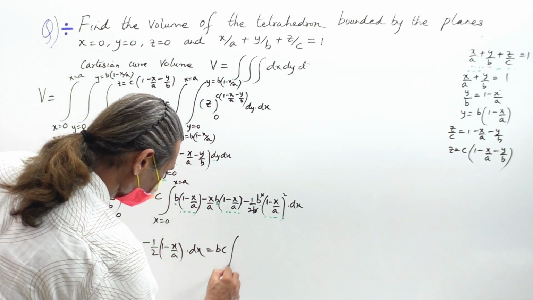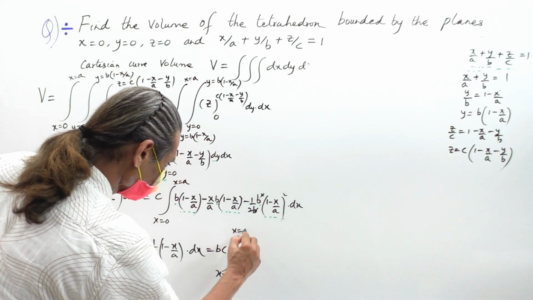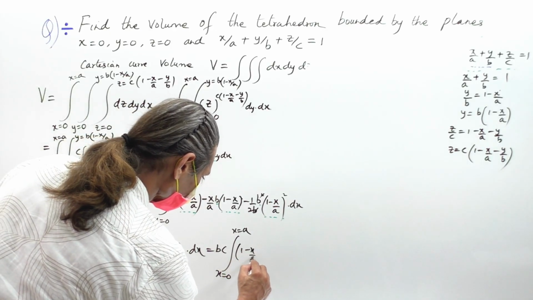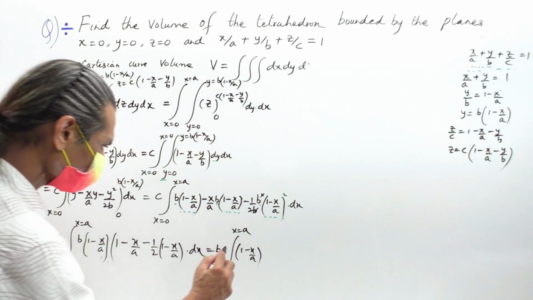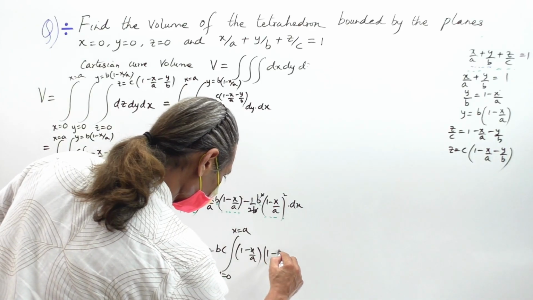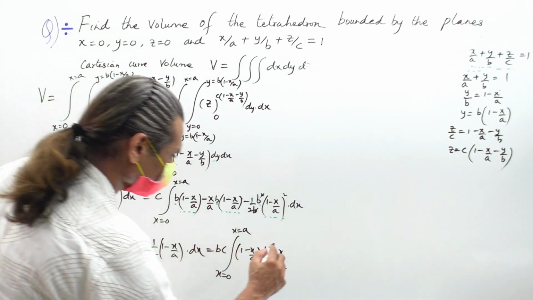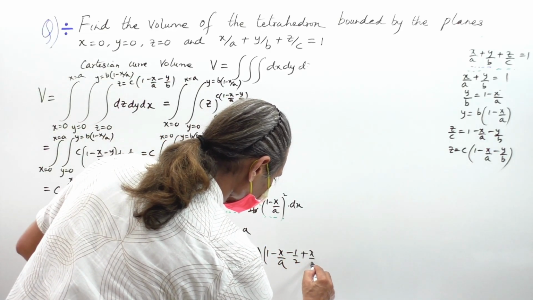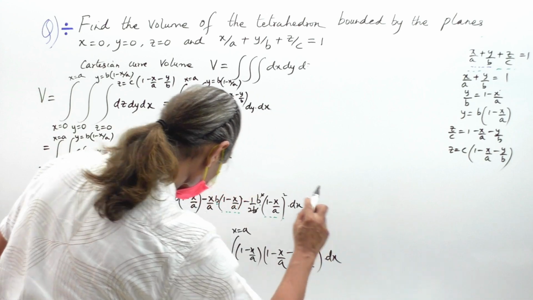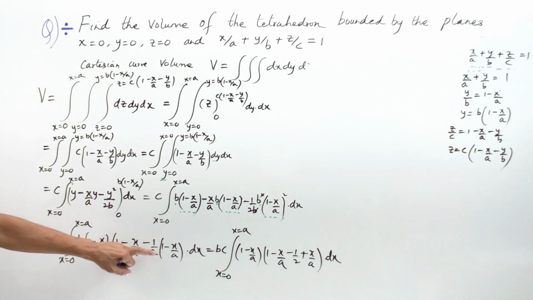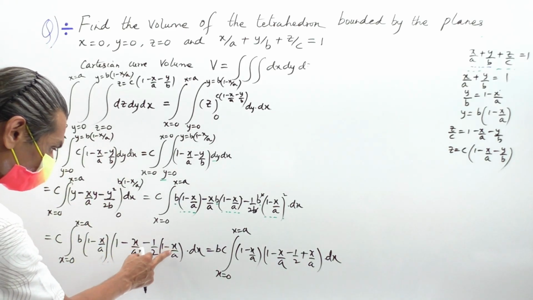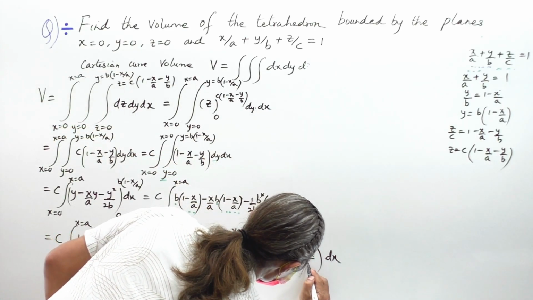This will be bc, x equals 0 to x equals a, then 1 minus x over a into, again this will be, let's simplify here only, 1 minus x over a minus 1 by 2 minus plus x over a dx. Am I right? 1 minus x over a minus, please verify it, 1 by 2 minus plus. Okay, perfect, plus x by, okay, sorry, this is minus x over a minus 1 by 2 plus x by 2a. Right. X by 2a.